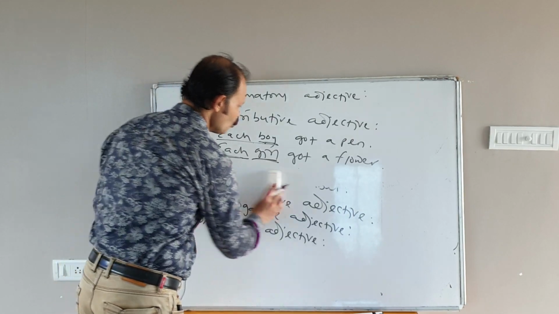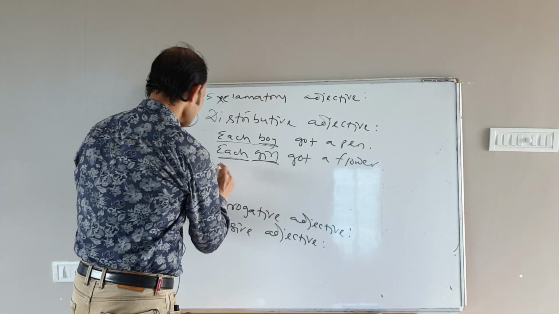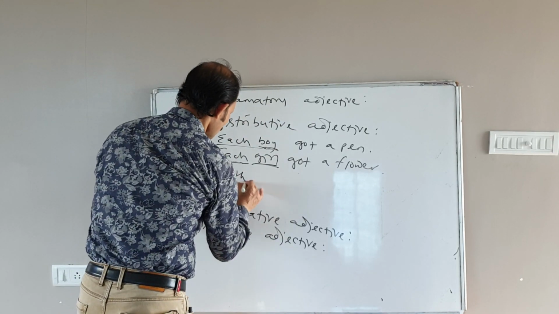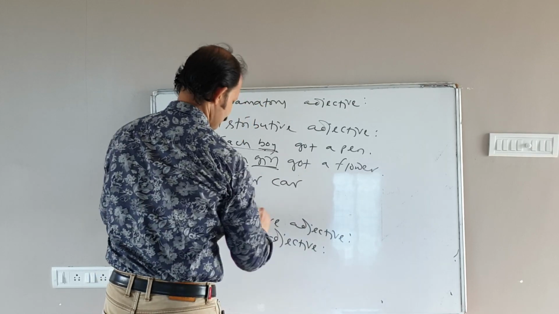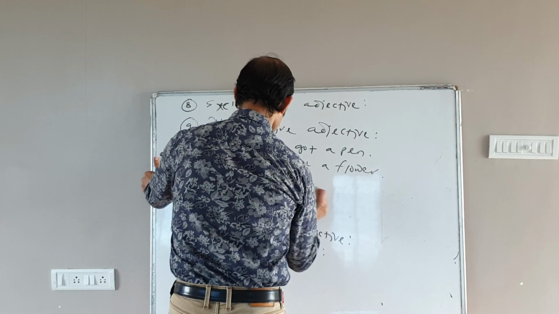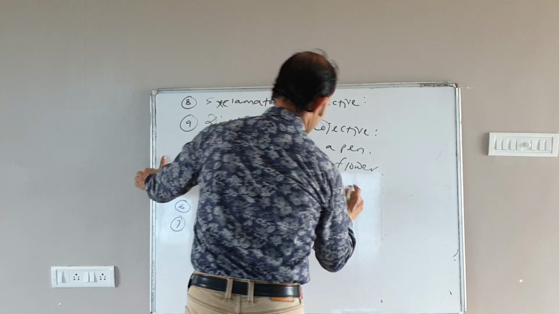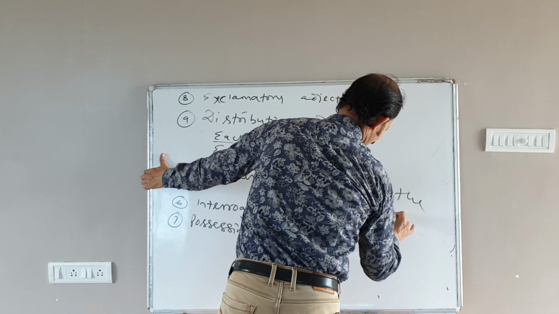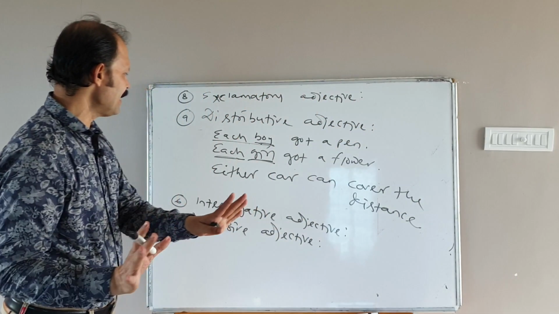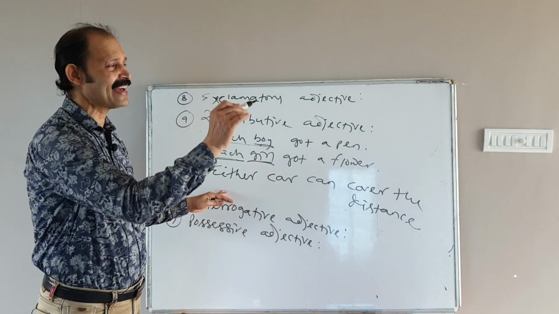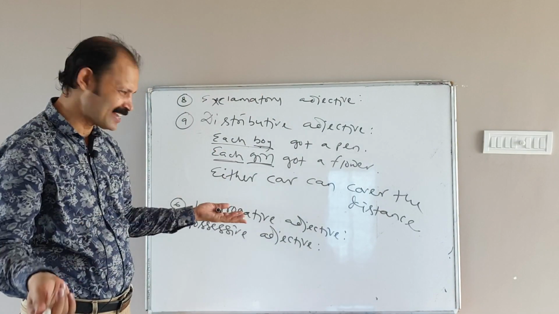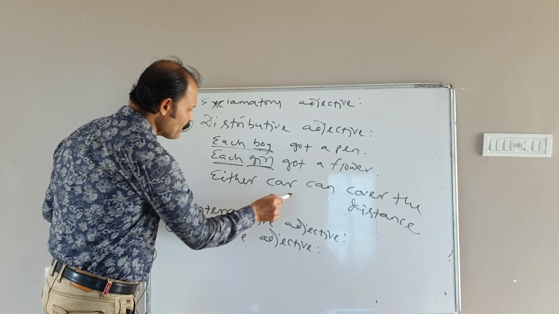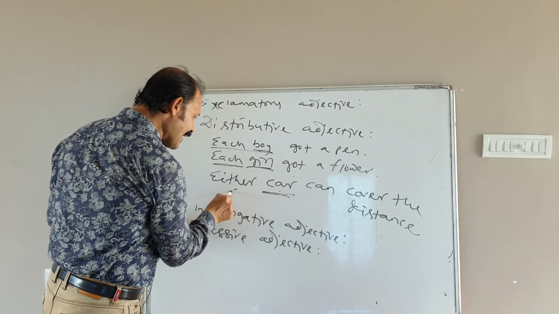Similarly, suppose, either car can cover the distance. That means two cars are there, and someone asked you which car is capable of covering such a large distance, and you said either car can cover it. That means this car or that car, because individually you are referring to the car. Now either refers to the car in an individual way.